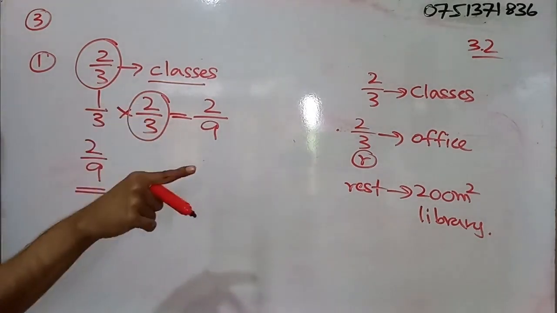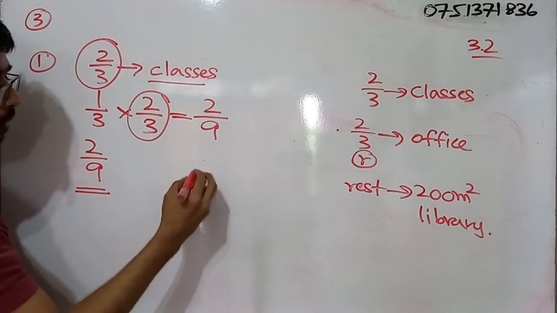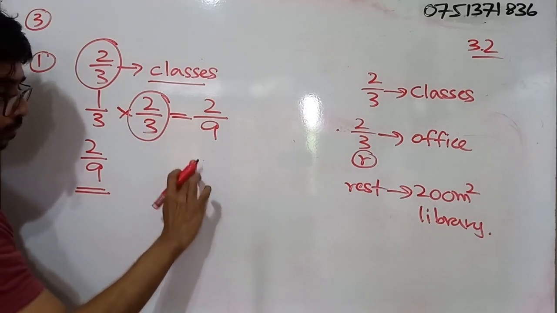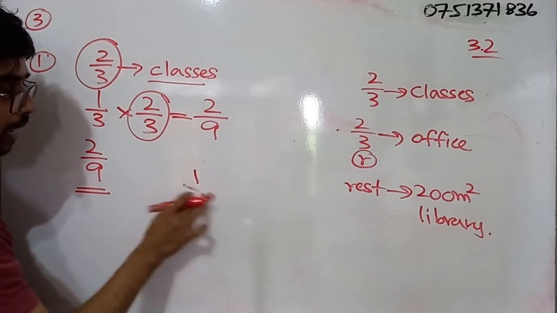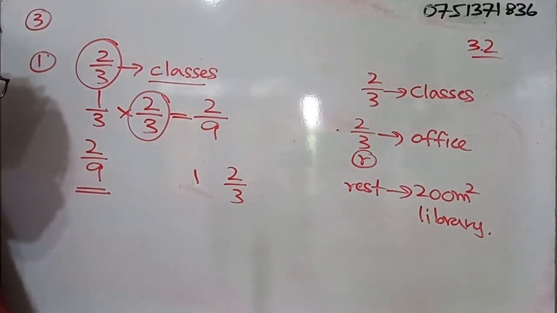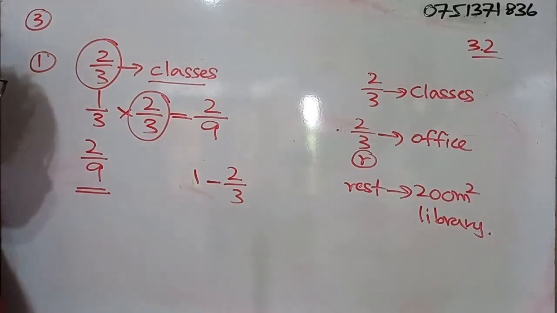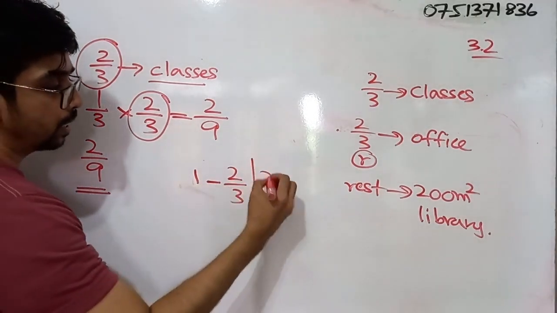So from the remaining amount, what is the remaining amount? So from the whole floor area, 2/3 have been allocated for the classes. So how much remains? We have to do the subtraction, no? So what will this be?